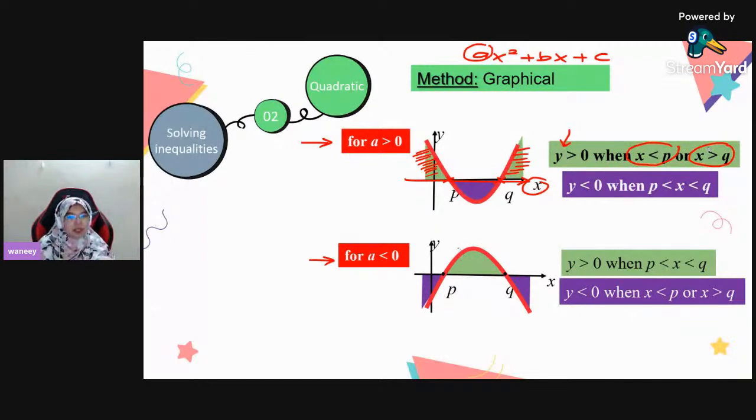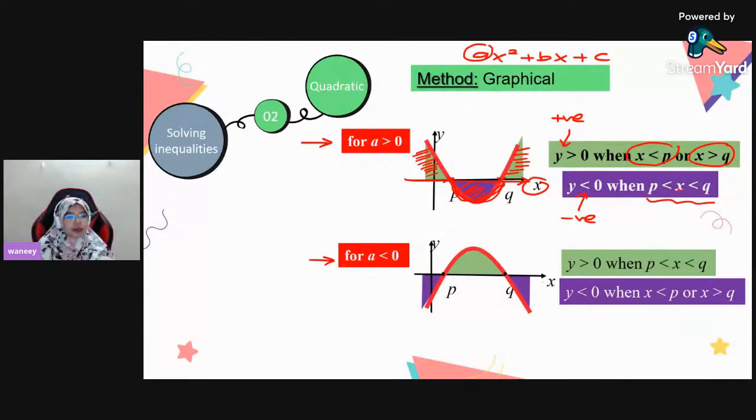For x in between p and q, as you can see over here, the curve is actually below the x-axis. So that is for a negative value, or y will be less than 0. So y greater than 0, that means a positive value of y. Y less than 0, that means a negative value of y.